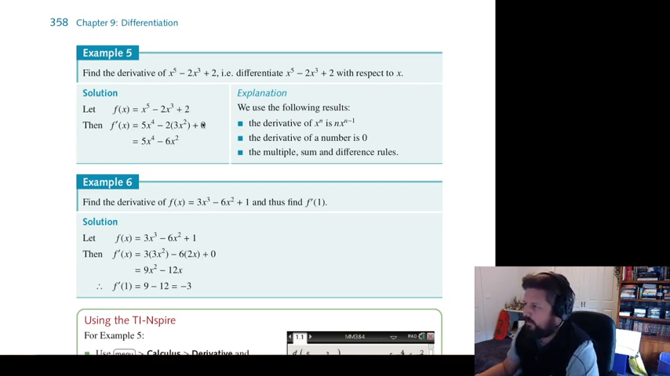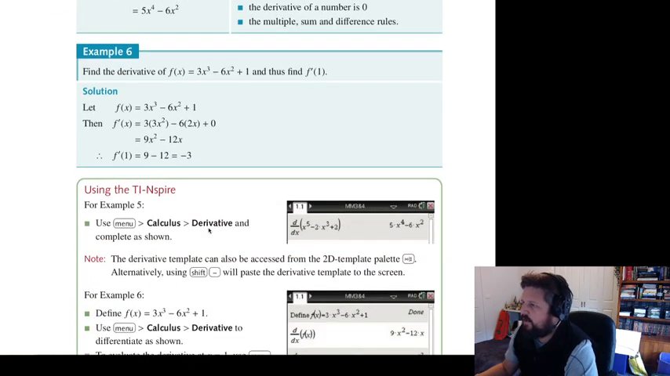Derivative of that is 0. Cool, happy days. We should move on to the next question. Tick. Worked example number 6. It says here, find the derivative of this one and thus find f dashed 1. So find out what the derivative equates to when 1 is substituted in.